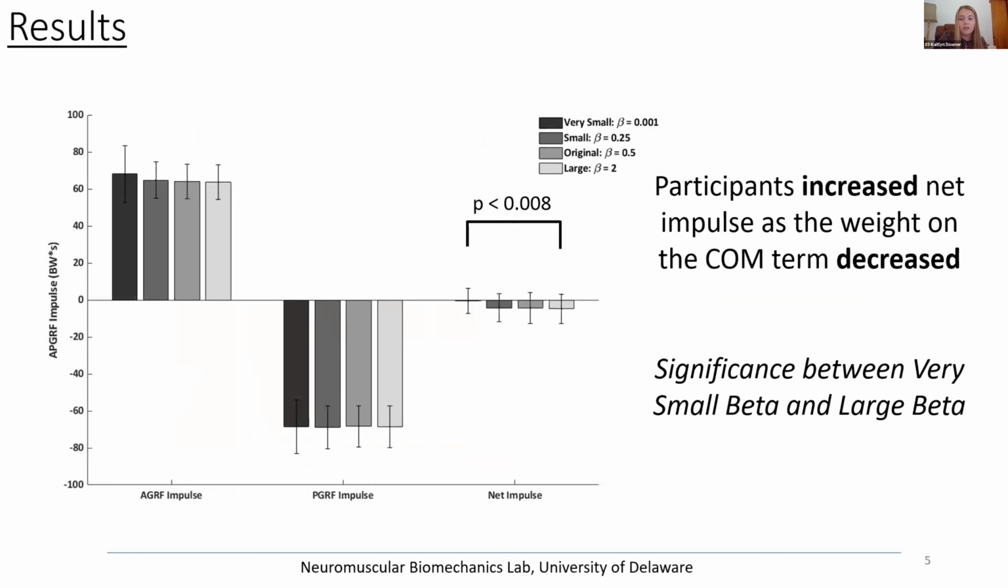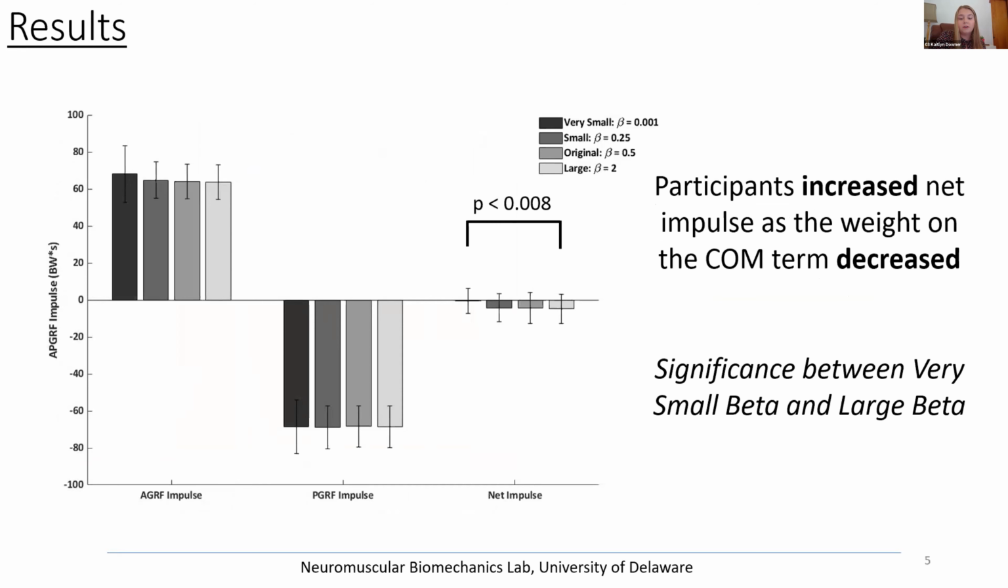Moving on to the ground reaction force results, the first group in this plot shows anterior ground reaction force impulse. The second group shows posterior ground reaction force impulse, and the third group net impulse across all 4 conditions. Again, each bar represents the group average plus or minus 1 standard deviation, and from left to right in each group, data is shown in increasing magnitude of beta.